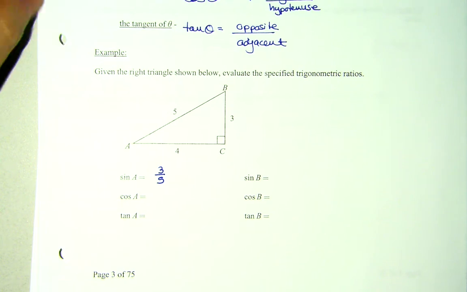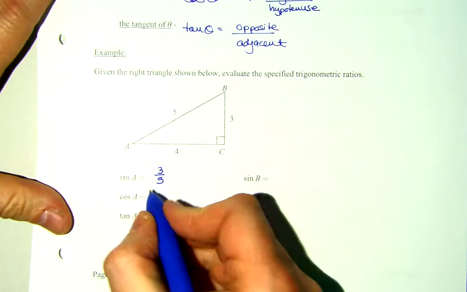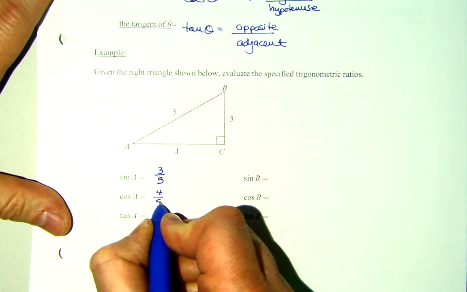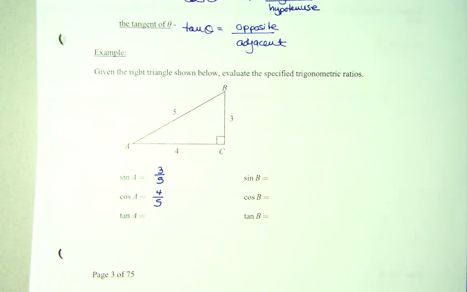Okay, so Brett, what's the adjacent? 4. And what's the hypotenuse? 5. Your cosine is 4/5. That's it.